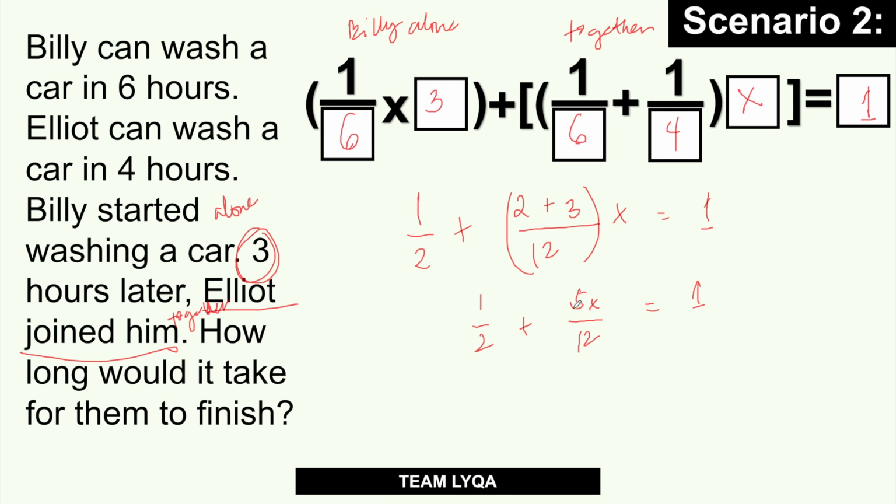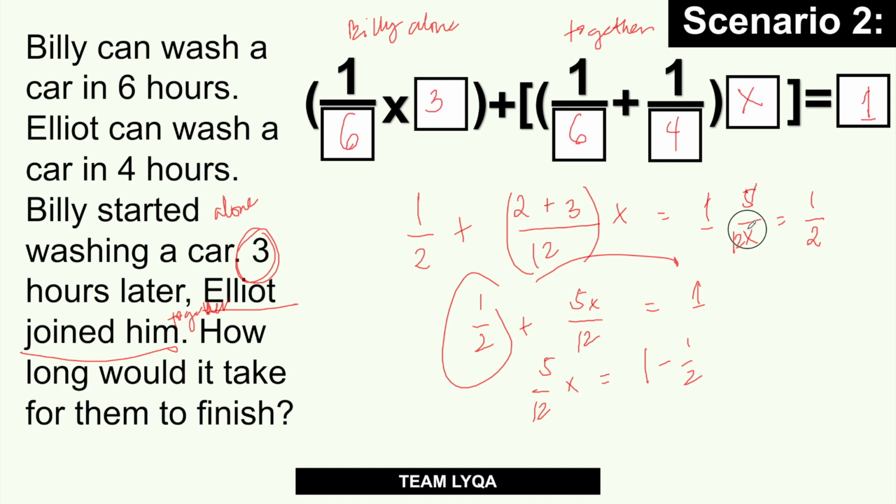Iwanan natin ulit yung isang side, sa isang side yung x. Ito ililipat natin sa kabila. So this will be 5 over 12x is equal to 1 minus 1 half or 1 half na lang. Okay? So ibababa ko lang dito, this will be 5 over 12x is equal to 1 half. I'm sorry.